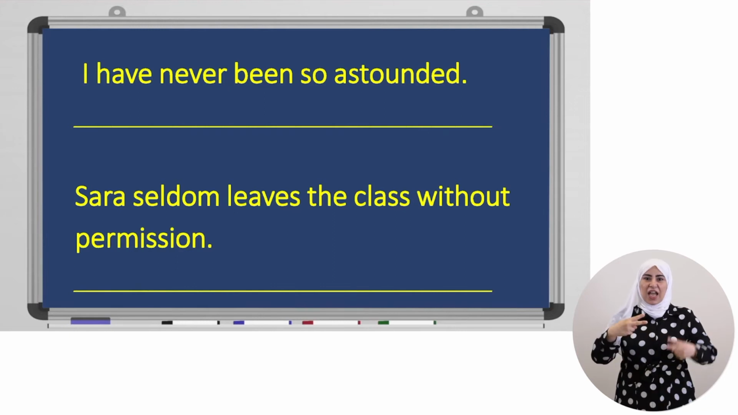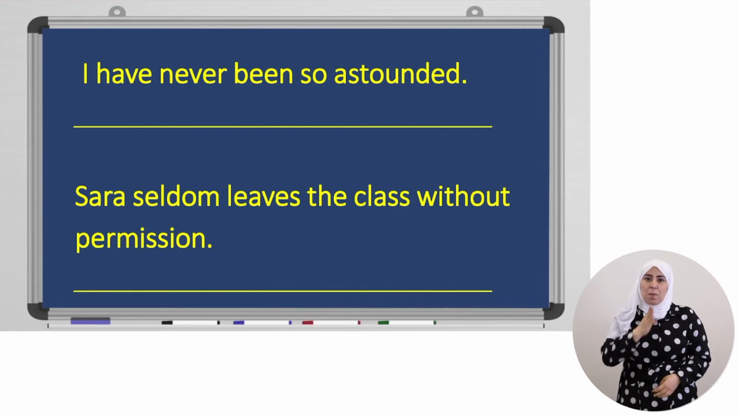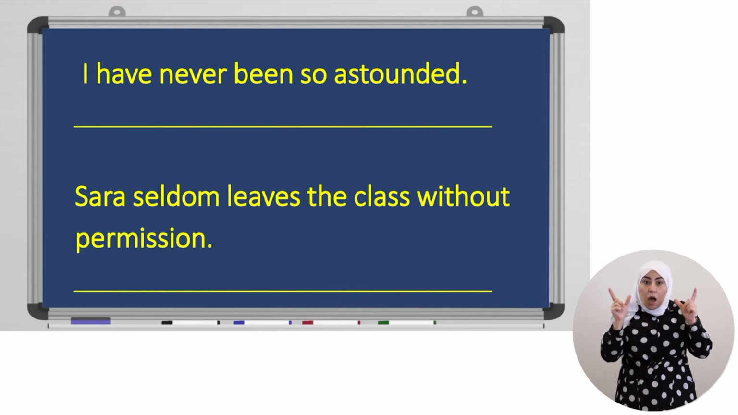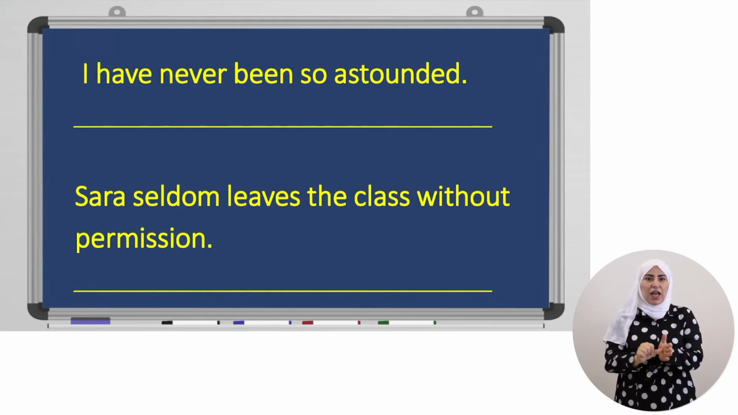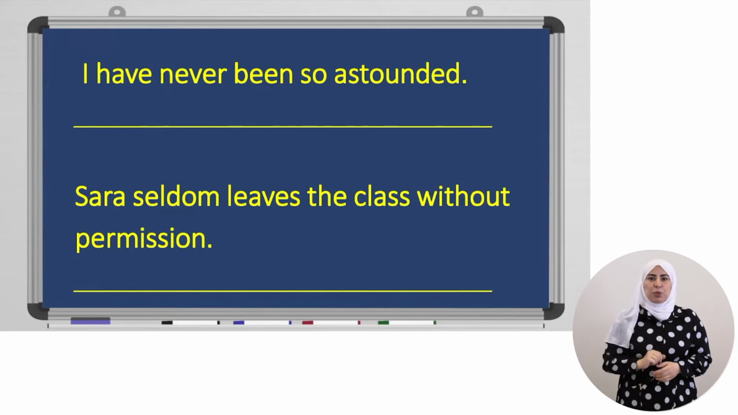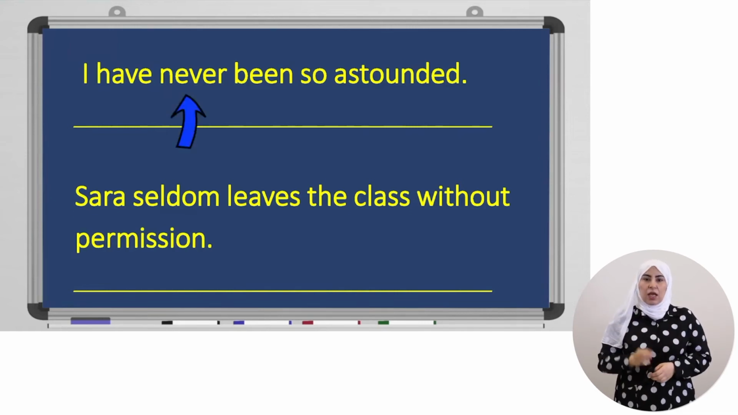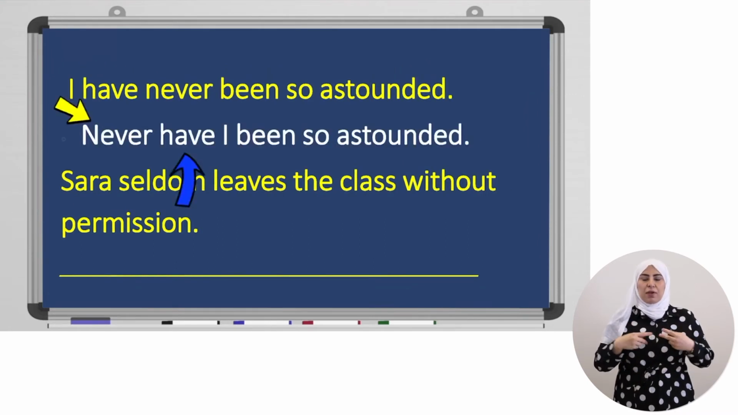I have never been so astounded. Let's make it more dramatic. What do we start with? What do you think? I have never been. Very easy. I'm going to start with our adverb, never. And then what am I going to add? Our auxiliary, exactly, which is what? Let's have. Never have I, the subject, been so astounded.